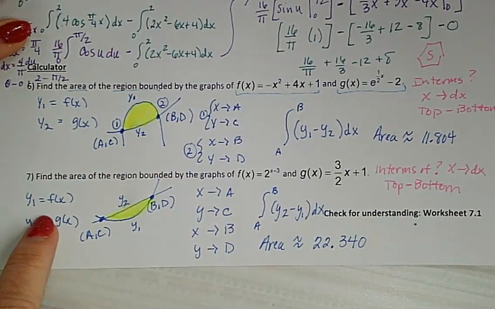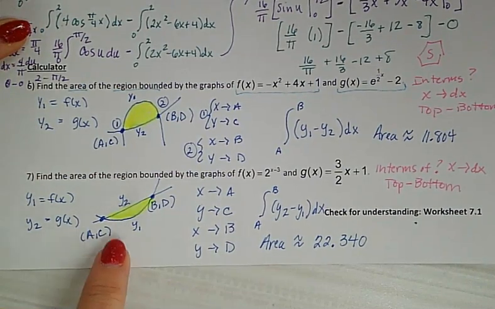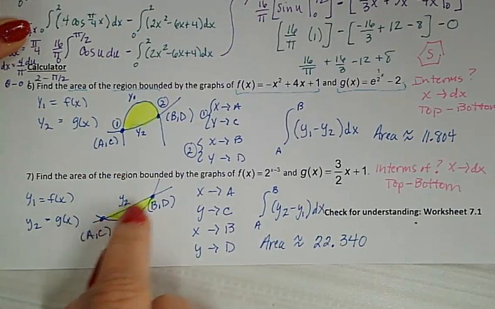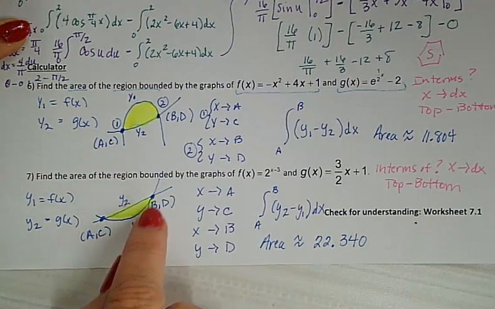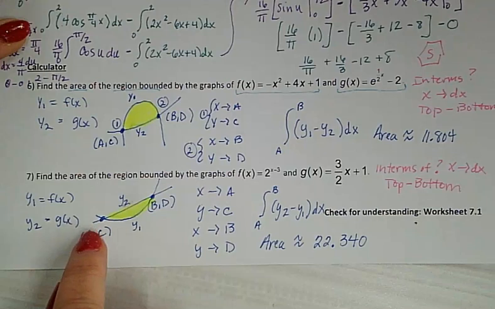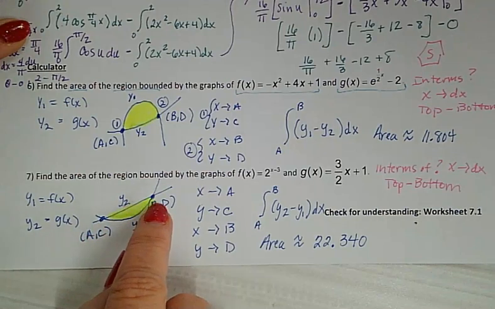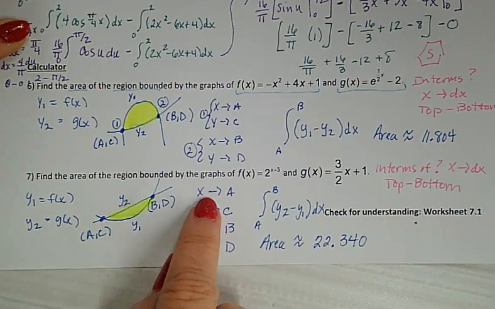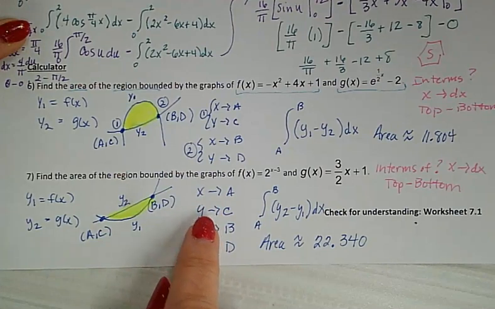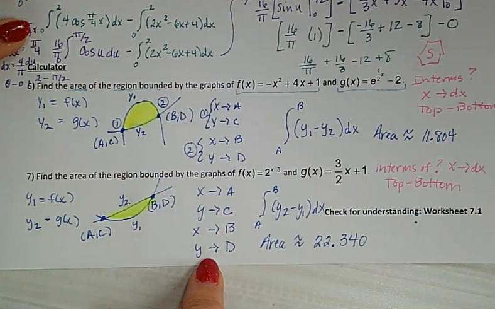So we put y1 to be f of x, y2 to be g of x. When I graphed on my calculator, I got a picture that looks something like this, where the linear part is my y2, and the curved part is my y1, and then I'm going from point AC to the intersection of point BD. So I stored x in A, y in C, x in B, y in D.